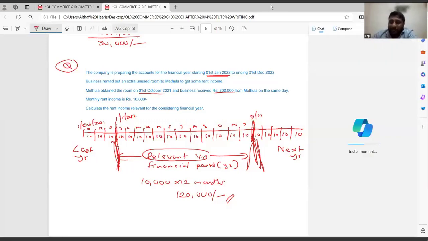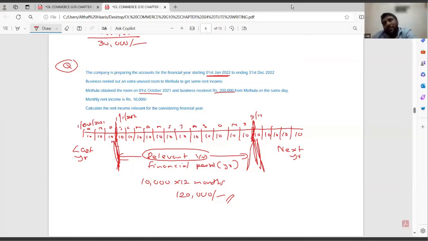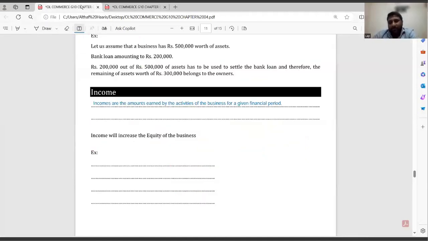Now everyone read the definition. Read the definition that I gave you and you tell me. Did I give you income is the money that business generated during the financial period, or income is the amount business earned during the financial period? Earning, sometimes you will receive, sometimes you will not receive. Earned.